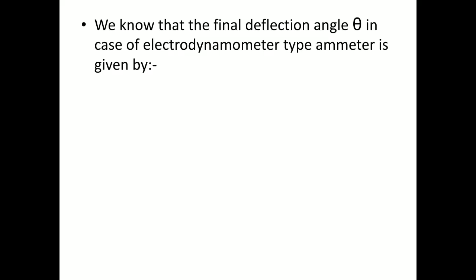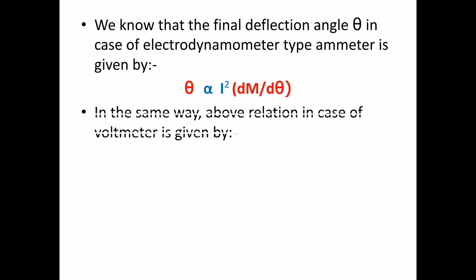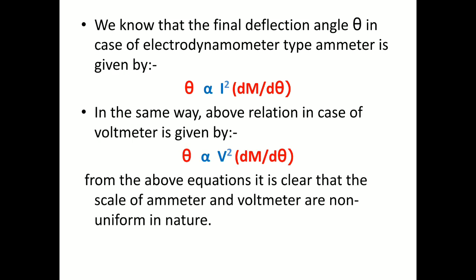Now from the knowledge of our previous lecture, we know that the expression of deflection angle theta in case of an electrodynamometer type instrument when it is used for the measurement of current, that is nothing but an ammeter, is given by theta proportional to I square dM by d theta. Now suppose you are interested in writing this equation in terms of a voltmeter, the equation is written like this: theta is proportional to V square dM by d theta. Now from the above equation it is very clear that the scale of an electrodynamometer type instrument, whether it is used as an ammeter or a voltmeter, is non-uniform in nature.